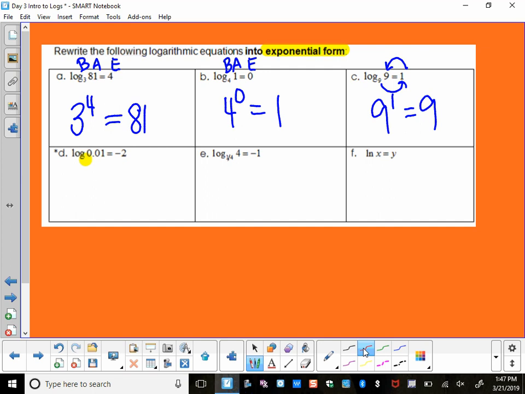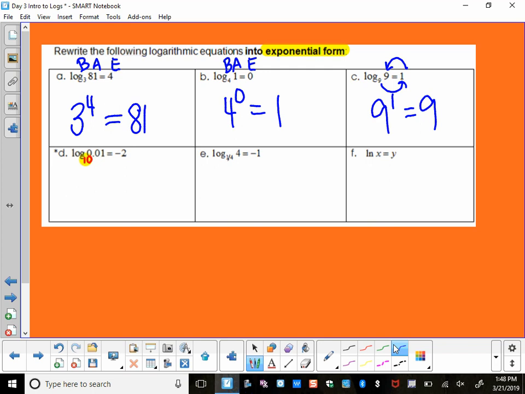What that means is that if there's no number down here, my base is automatically 10. So draw that in, write it in. Your base for letter D is 10. That is very important. You have to learn that. You have to know it.